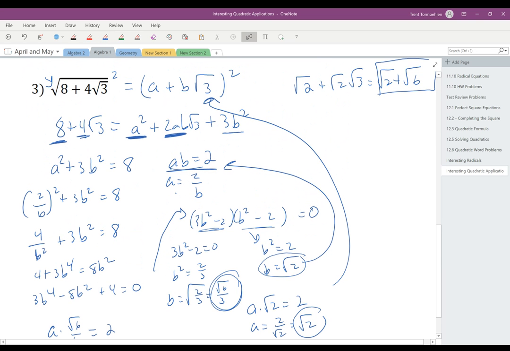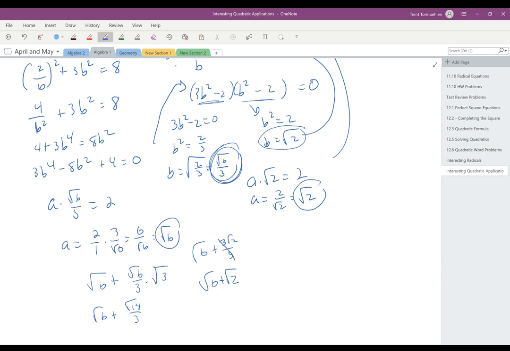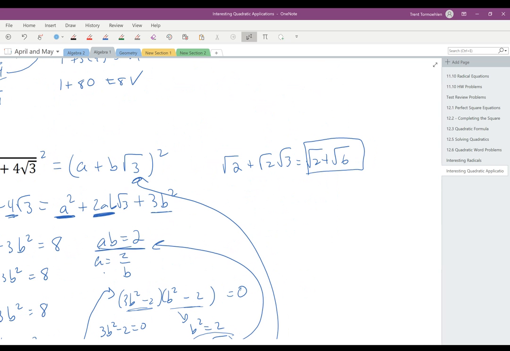And so if I come back up here and plug it into the a plus b root 3, I get root 6 plus root 6 over 3 times root 3. Well, that gives me root 6 plus root 18 over 3. Well, root 18 is just the same as 3 root 2. And so I get root 6 plus 3 root 2 over 3. The 3's cancel. So you get root 6 plus root 2, which is the exact same thing we got when b was root 2. So it turned out we didn't need to go through that because we just ended up with the same possibility as before. We can verify this is correct.